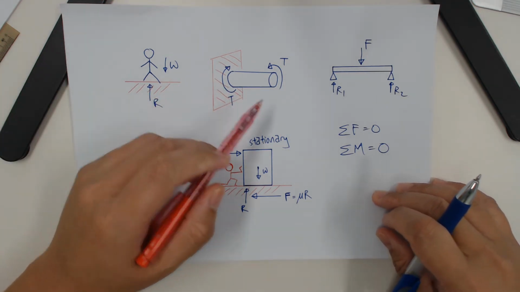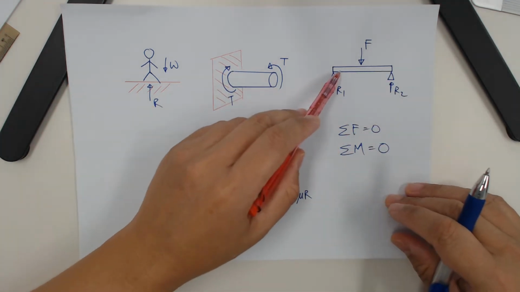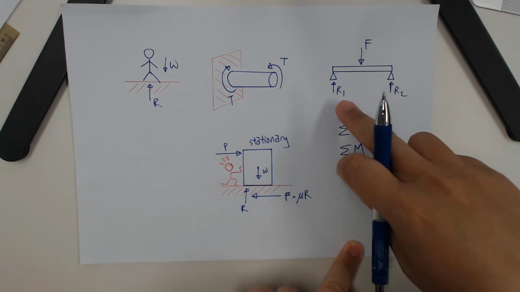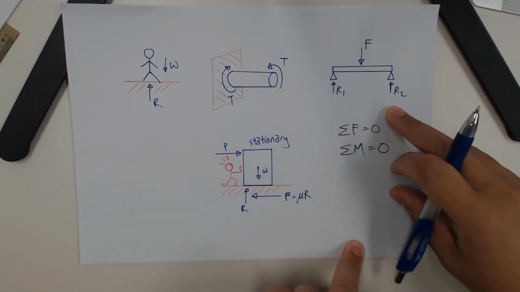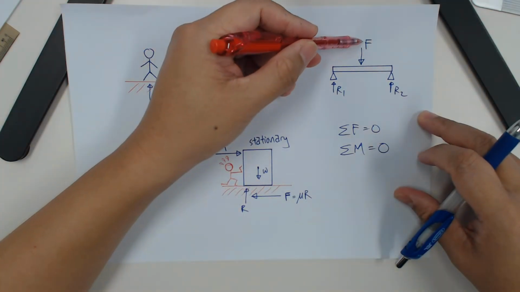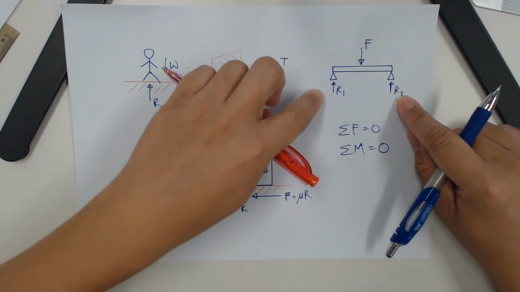The third case is the beam. If you have a horizontal beam and there's a point force acting in the middle of the beam, you're going to have two reactions at the support ends. So these will also be in equilibrium. The downward force will be balanced out by the two reaction forces.